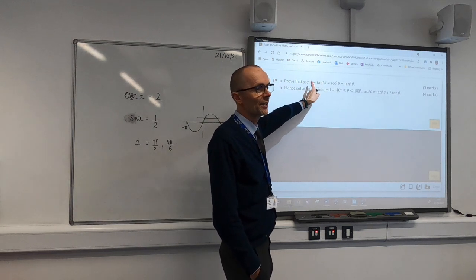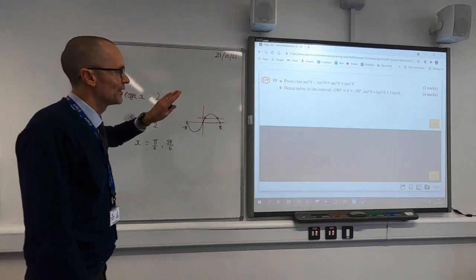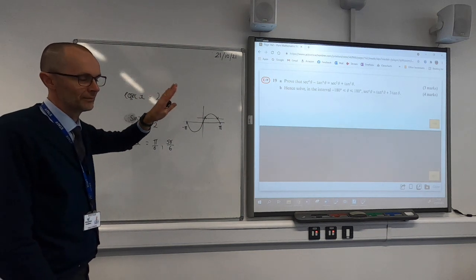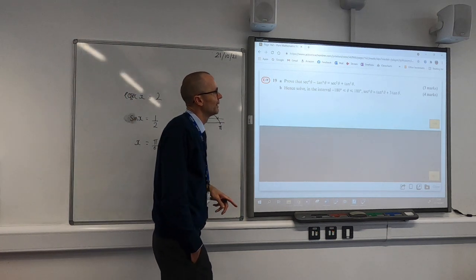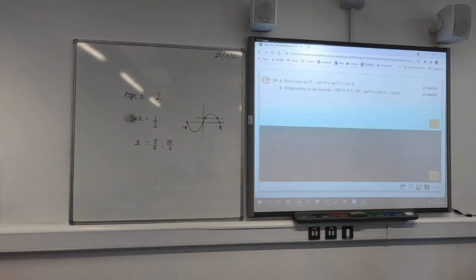Difference of two squares. So that can be factorised as sec squared theta. Well, I'll leave you to do the rest. So start working on the left-hand side in your proof section. If you're completely stuck, obviously you looked at yesterday.